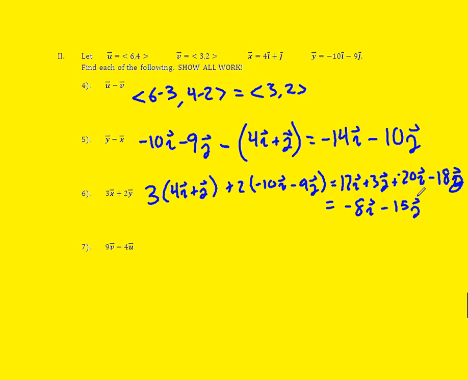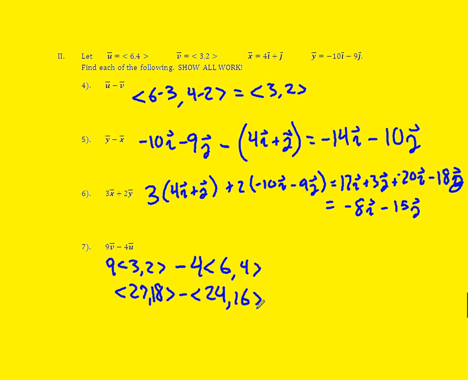This one should be very similar. We're going to do 9 times vector v, which is 3 comma 2. And then we're going to subtract that from 4 times vector u, which is 6 comma 4. So I'll simplify that. I can essentially distribute in that 9, so 27 comma 18. And then subtracting here, this is 24 comma 16. And the same thing, I can subtract each individual component, so that means 27 minus 24 is 3, 18 minus 16 is 2. So we have 3 comma 2 yet again.